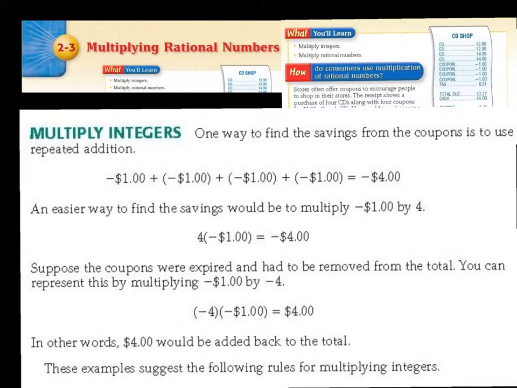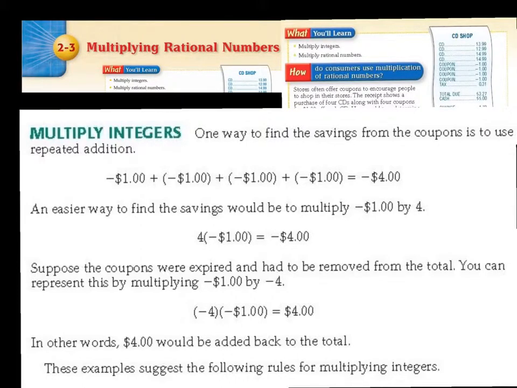One way to find the savings from the coupons is to use repeated addition. -1 plus -1 plus -1 plus -1 is -4. An easier way to find the savings would be to multiply -1 times 4. So repeated addition is the same as multiplication. 4 times -1 is -4.